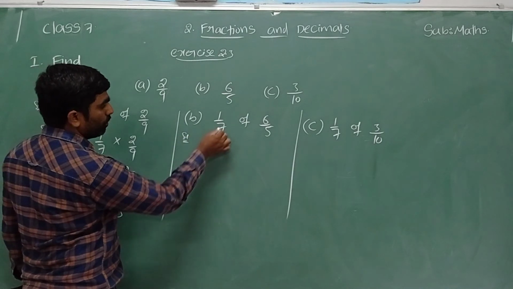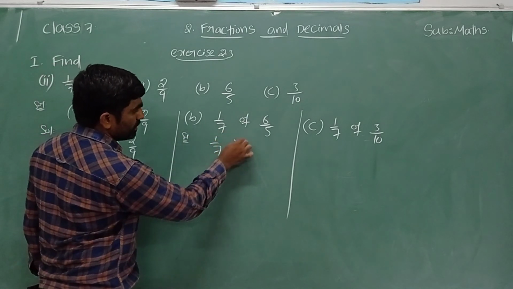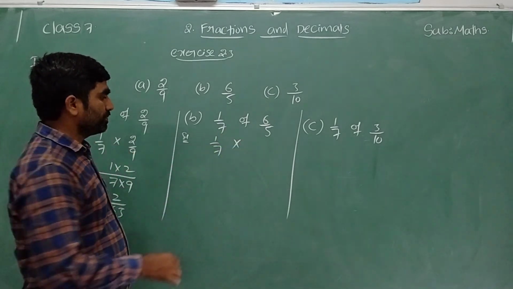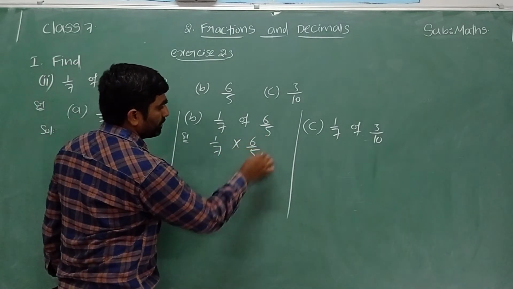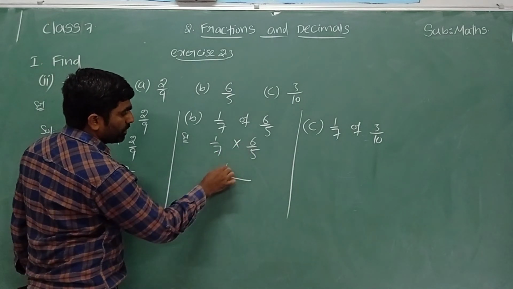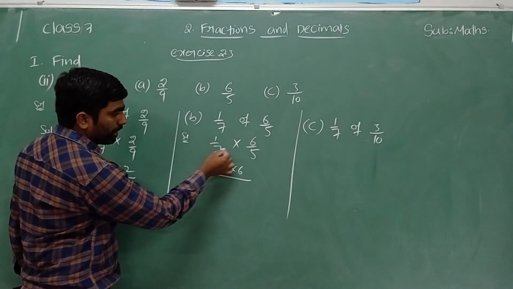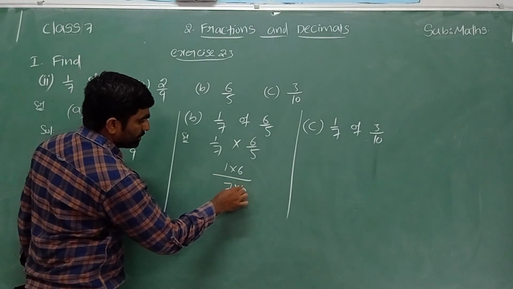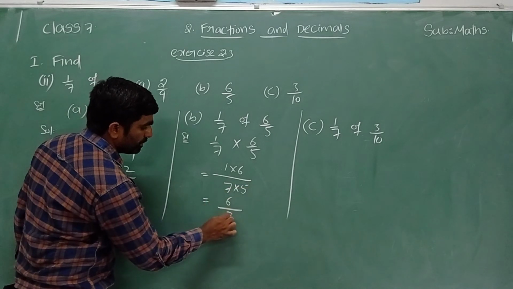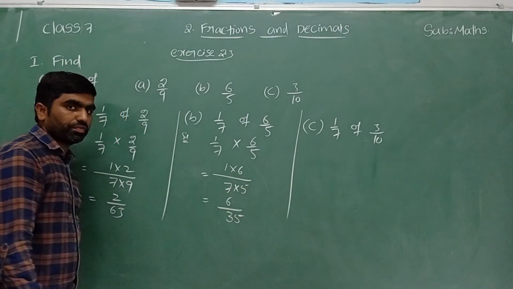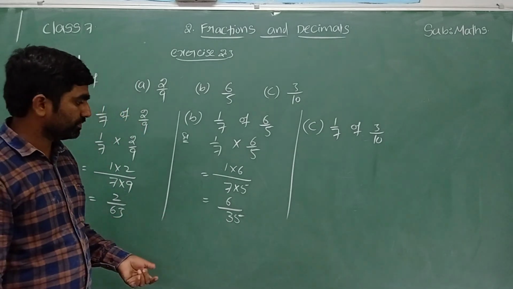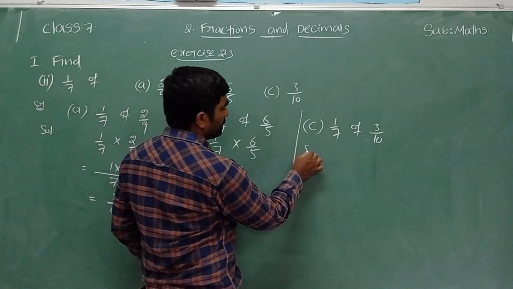B1: 1 by 7 of, 'of' represents multiplication. What is the second one? 6 by 5. Multiply the fractions: product of their numerators by product of their denominators. 1 6s are 6, by 7 5s are 35. 6 by 35 is in lowest form and also a proper fraction. So let's go to the next one now.